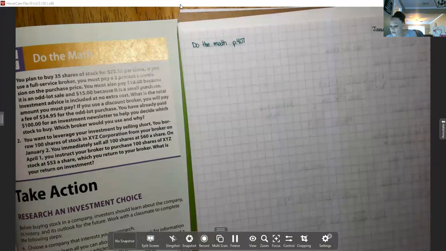You plan to buy 35 shares of stock for $22.18 per share. If you use a full service broker, you must pay a 2% commission on the purchase price. You must also pay $10 because it's an odd lot sale and $15 because it's a small purchase. Investment advice is included at no extra cost. What is the total amount you must pay? If you use a discount broker, you'll have to pay a fee of $34.95 for the odd lot purchase. You've already paid $100 for an investment newsletter to help you decide what to buy. What broker would you use and why?